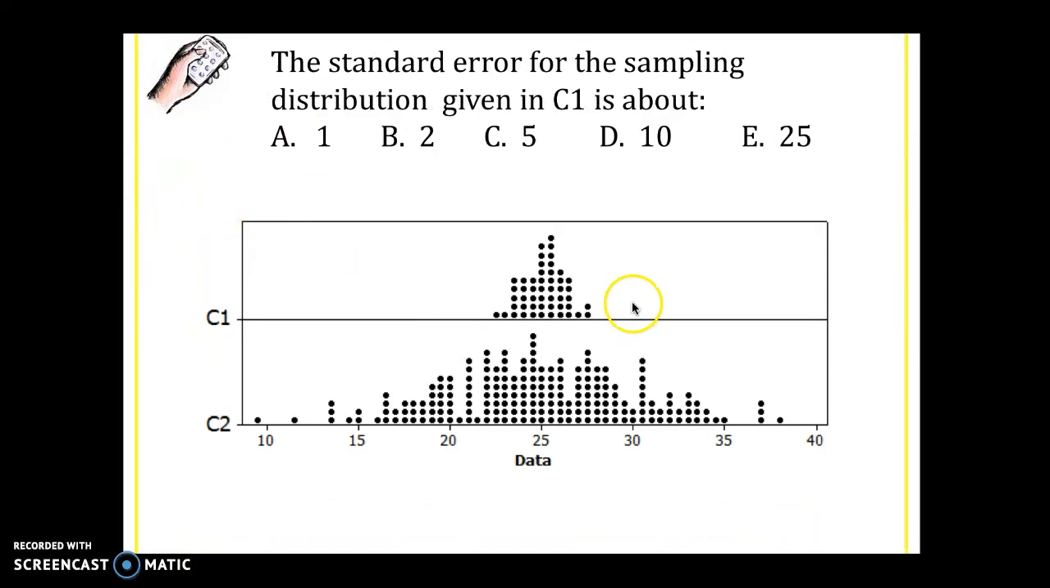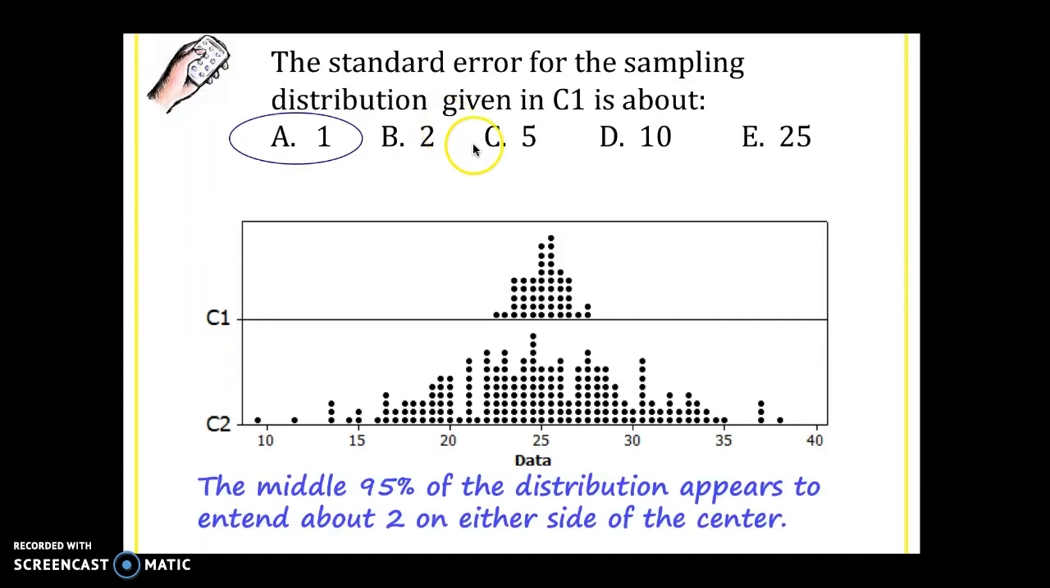All right, same question, but now we're looking at the top graph, C1. What would the standard error for the sampling distribution be? This one might be hard to see, but we're going to say the answer is 1. Because if I'm looking at the top graph, if I move over 2 on each side, that looks like that's going to get me about 95% of the data. 2 down and 2 up. And then we need to cut that in half to get our standard error, which is the standard deviation of the sampling distribution.